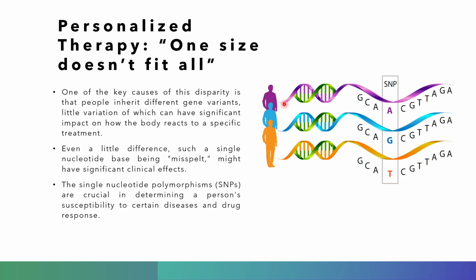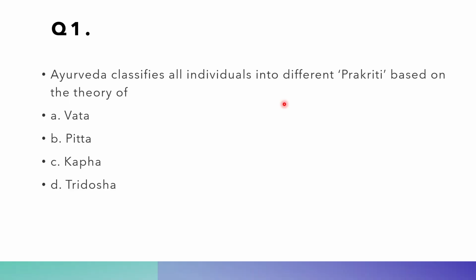Okay, so let's go to the question session here. Ayurveda classifies all individuals into different prakriti based on the theory of Vata, Pitta, Kapha or Tridosha. Which one is it? Here we will be talking about Ayurveda also. This is the fun part. We'll be talking about our traditional medicinal therapies, which I guess everyone needs to know about, right? How it started and how our ancient scientists did this. So please try to answer this question in 2 minutes. Then we'll be discussing the whole thing.